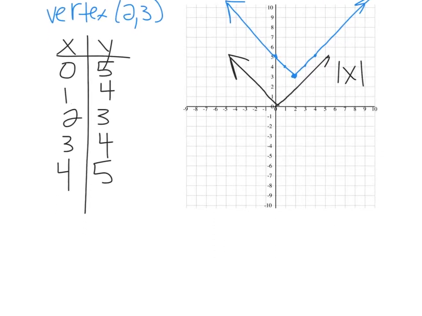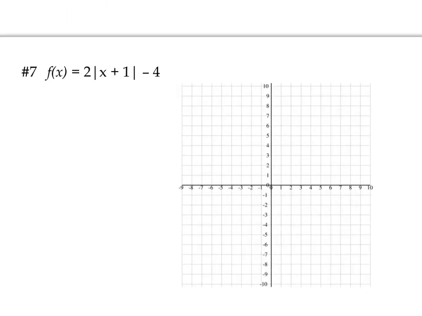Let's see some other equations here where we can make a table of values. Again, this one says f of x equals. That's the same as y equals. Don't get confused by function notation. We're graphing a function. Let's figure out where the vertex is going to be. The vertex of this graph is going to be at the point (-1, -4). So I'm going to go to (-1, -4), and I know that point is going to be my vertex.